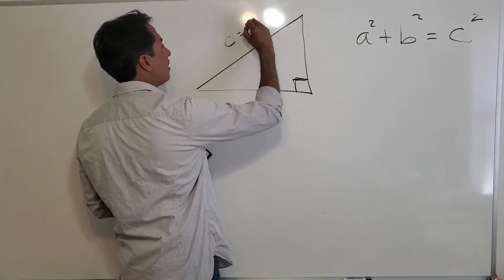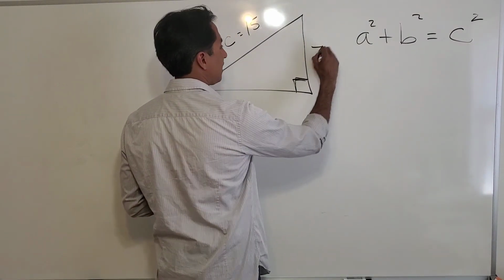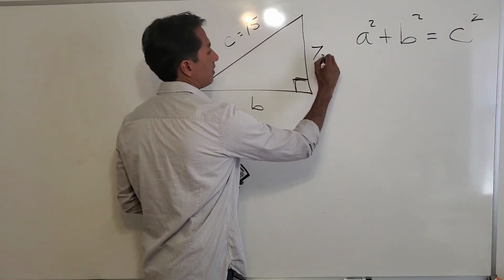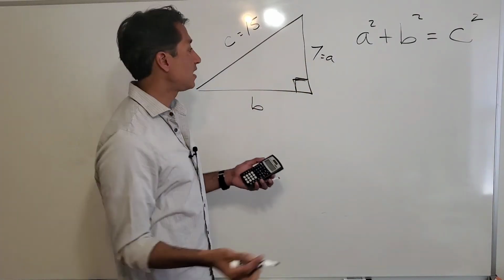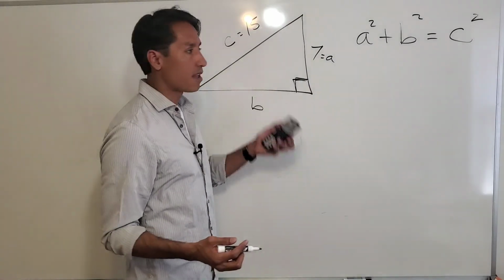They gave me C, and then they gave me one of the sides, they said this guy was 7, and then they wanted me to solve for B. So I guess that's A. The nice thing is they did give me a B value, but again, you choose where you want this to go.